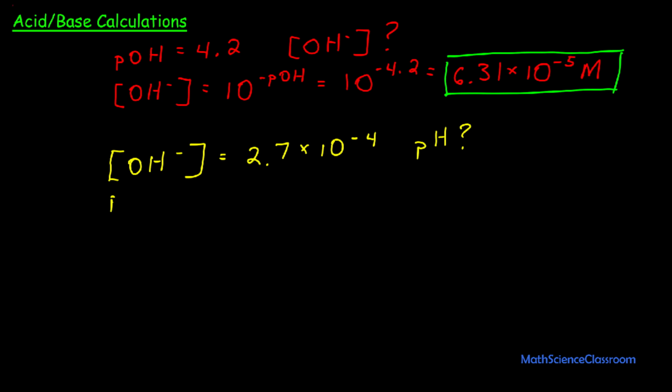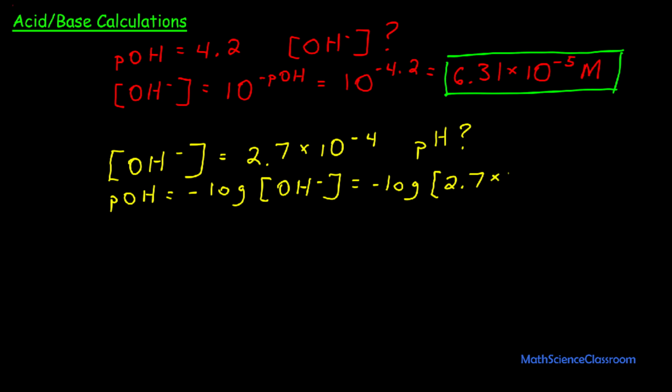So pOH equals the negative log of the concentration of hydroxide, equals the negative log of 2.7 times 10 to the negative 4. That equals 3.57. So that's the pOH.